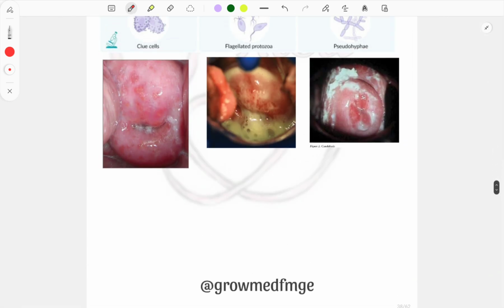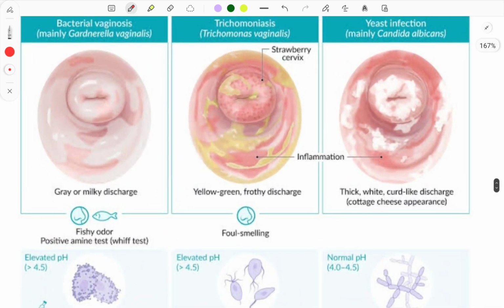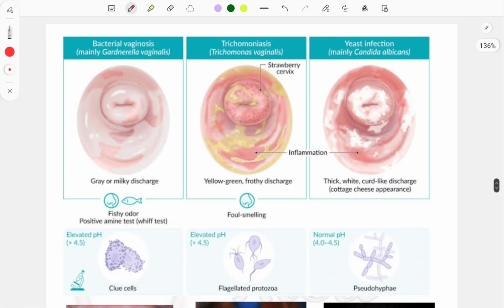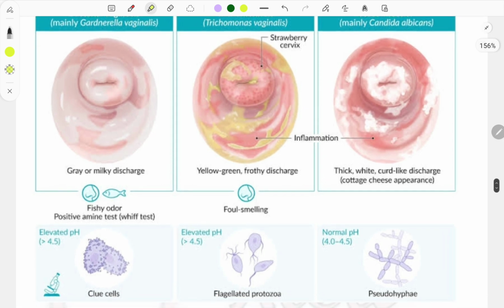So these are the three important things. Vaginal discharge mainly. So bacterial vaginosis, trichomoniasis, and the yeast infection, which is Candida.